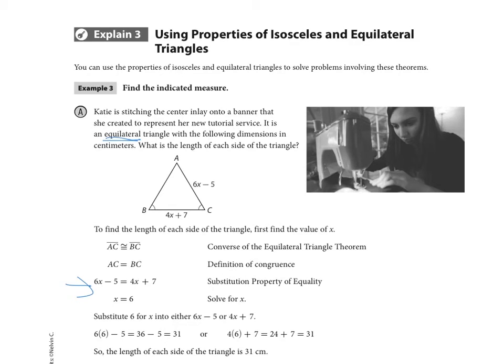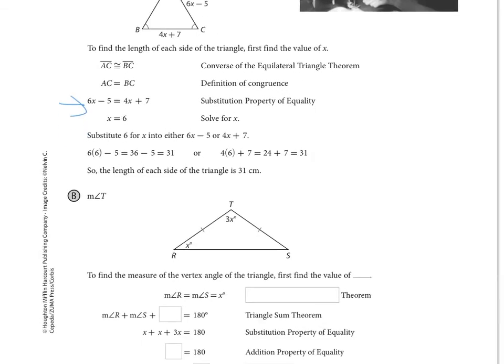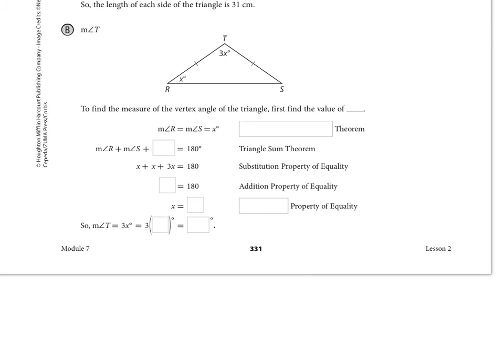Pretty straightforward. We get x equals 6, and then we want to know what is the length of each side, so we're going to substitute that 6 in for x, and get that each side is 6 times 6 minus 5, or 6 times 4 plus 7. We get 31 either way. A little further down the page, part B, we're going to look at not an equilateral triangle, but we can see from the markings here that we have an isosceles triangle.